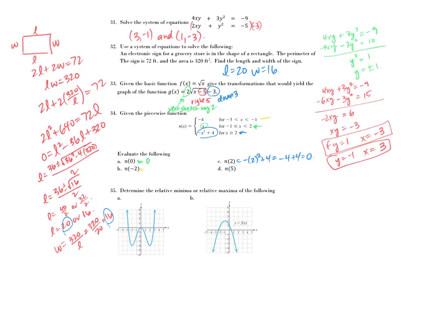Negative 2 is in this interval here. So I'm going to use that function. So n of negative 2 is negative 4.